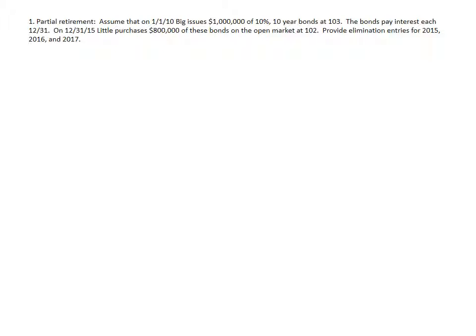Assume that on January 1st, 2010, Big Company issues $1 million of 10% 10-year bonds at 103. The bonds pay interest every year at 12/31, and on 12/31/15, 6 years later, Little Company buys 800,000 of these bonds on the open market at 102, and we need the elimination entries for 2015, 2016, and 2017.